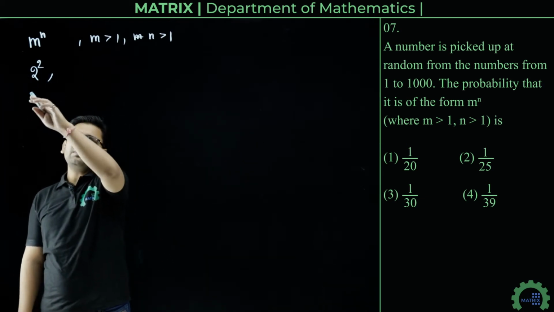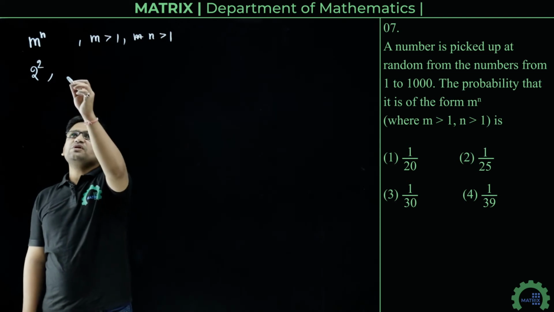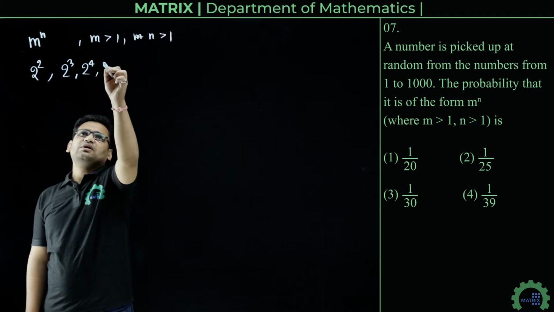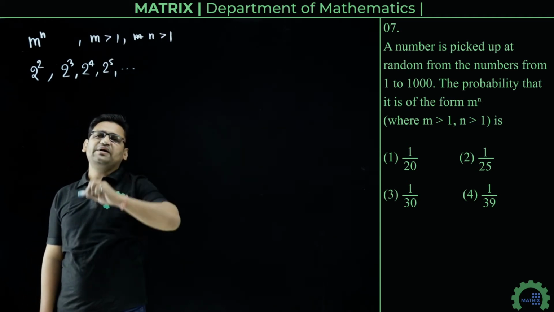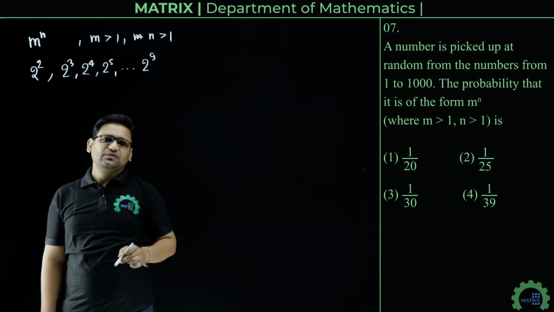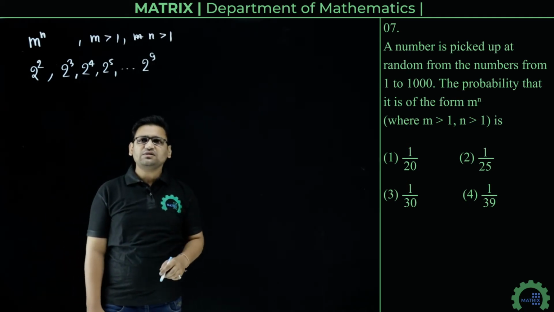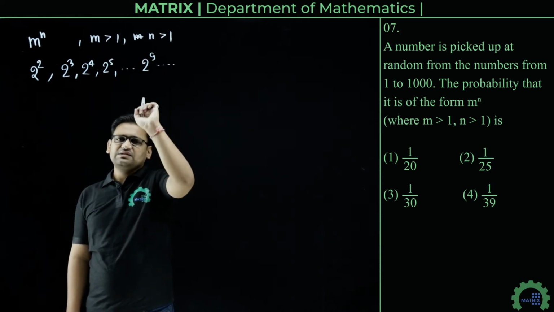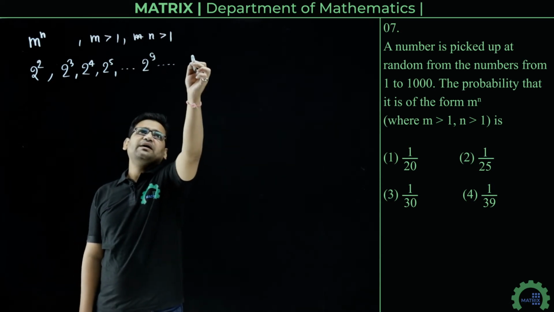of cases for the power 2. So 2 raised to power 2, 2 raised to power 3, 2 raised to power 4, 2 raised to power 5, up to we can take 2 raised to power 9, that is 512. 2 raised to power 10 will be greater than 1000. So total number of possible cases for this number 2 will be 8.